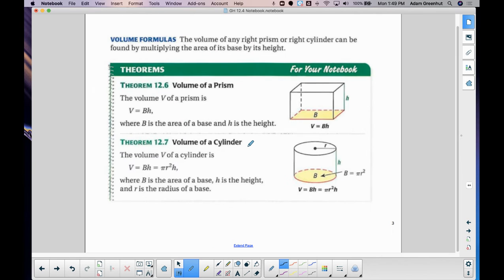There's both formulas written out. Don't forget what I told you before the surface area quiz. A prism and a cylinder are essentially the same shape. A cylinder just doesn't have a polygon base, it has a circle base. So I can replace the area of the base with just pi r squared because it's always a circle. Sometimes you'll see the cylinder written as pi r squared h, but keep in mind that's just area of the base times the height.